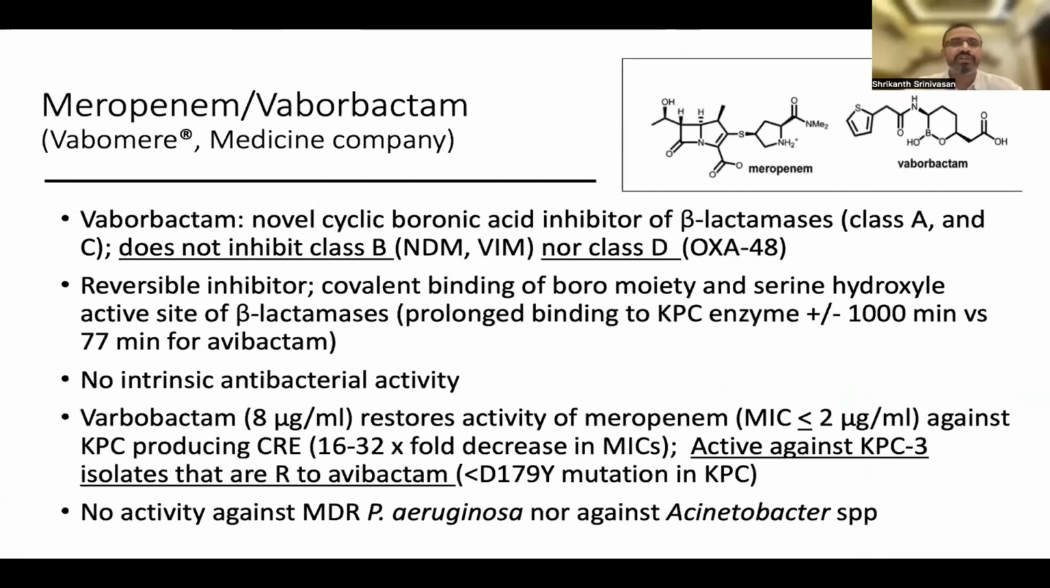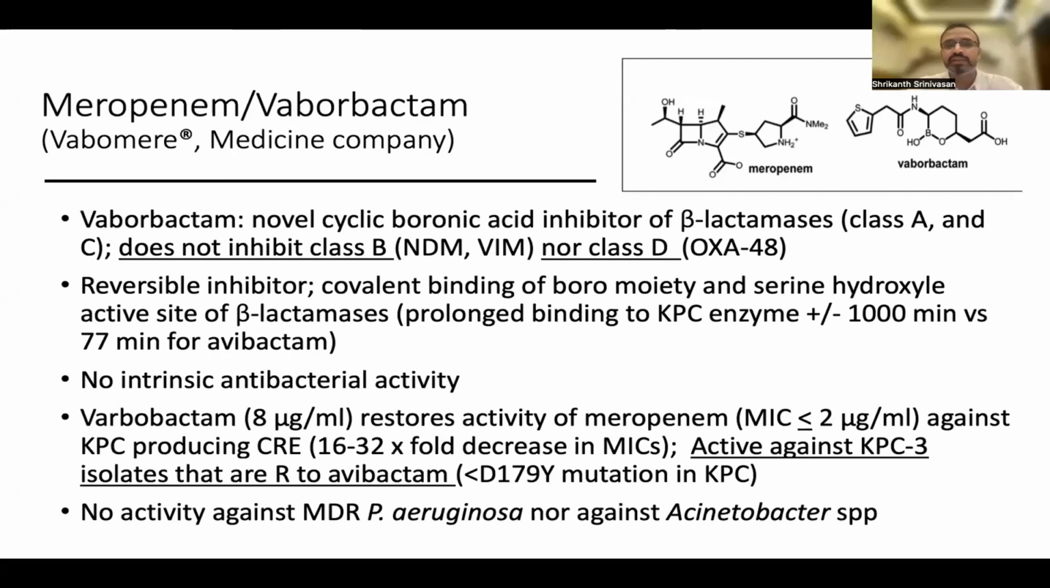Coming to this combination, meropenem-vaborbactam. Now, vaborbactam is a novel cyclic boronic acid inhibitor of beta-lactamase. Just because of the boronic ring, it produces a much more potent drug. It has a prolonged binding to the KPC enzyme. By itself, vaborbactam has no intrinsic antibacterial activity, but it restores the activity of meropenem by reducing the MIC levels to a manageable range. For KPC-producing CRE, there is a 16 to 32-fold decrease in MIC.